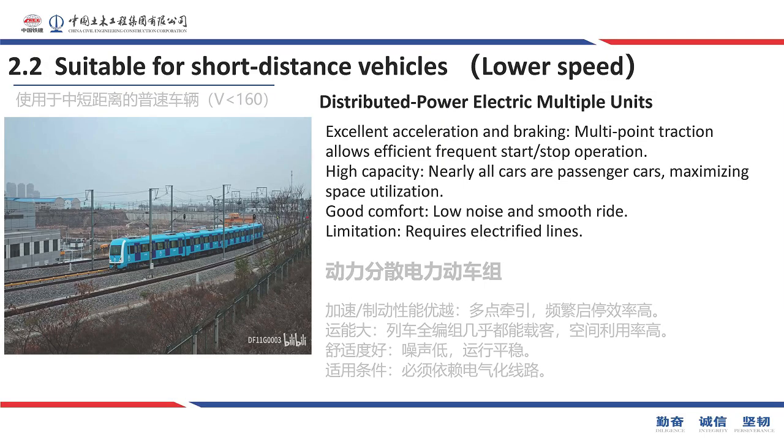Distributed power electric for short distance. Distributed electric trains for short routes offer excellent acceleration and braking. They carry more passengers since almost all cars can seat people, and they provide quiet and comfortable service, but they do require electrified lines.